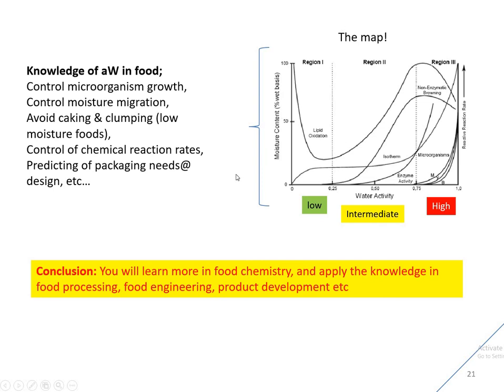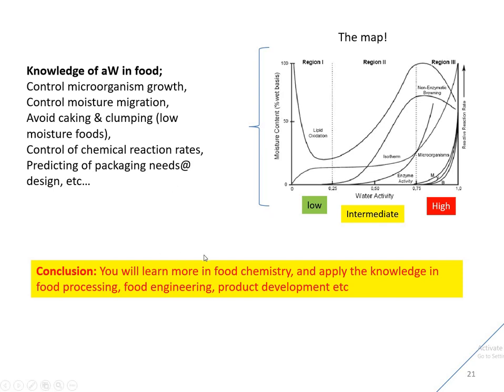This is called the map that we mentioned just now. It's the food stability map. You will learn about the 3 regions: low, intermediate, and high. A special class of food, intermediate moisture food, is going to be somewhere here. A lot of interconnection and interaction is going to affect food quality. So the knowledge of AW will help us to control microorganism growth and moisture migration. We know how to avoid caking and clumping, especially for very low moisture foods like powders, 3-in-1 coffee, sugar. We can control chemical reaction rates, and predict packaging needs and design, etc.